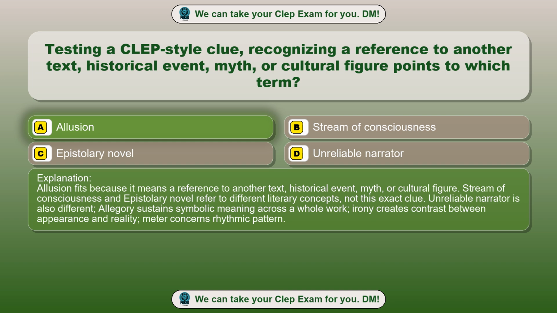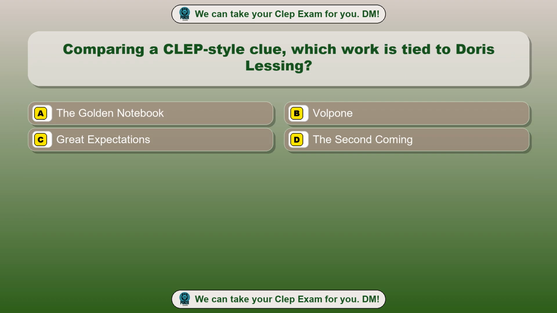Stream of consciousness and epistolary novel refer to different literary concepts, not this exact clue. Unreliable narrator is also different. Allegory sustains symbolic meaning across a whole work. Irony creates contrast between appearance and reality. Meter concerns rhythmic pattern.